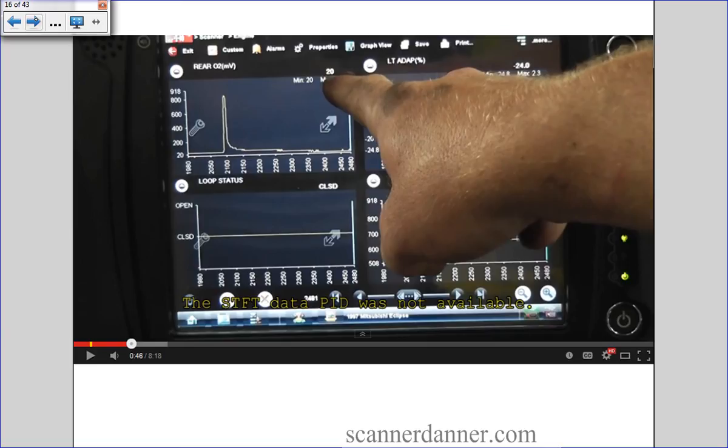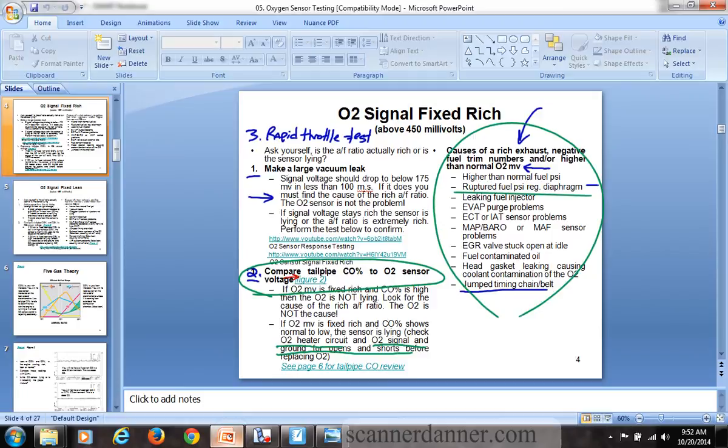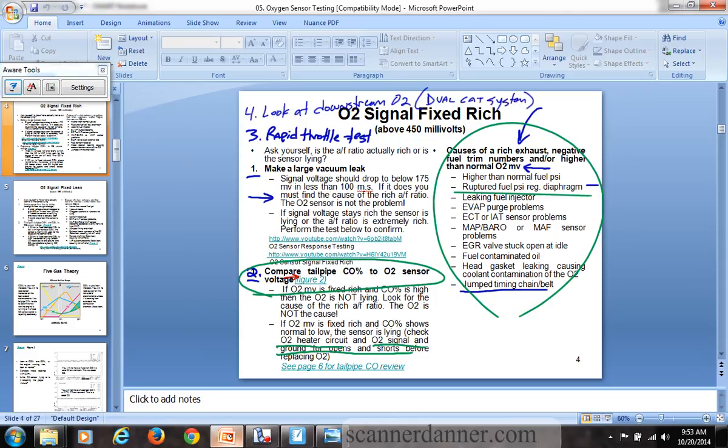We need to add a note in my book on this page. There's another one. We have 3. What's the 4th? Rapid throttle. So make a vacuum. They compare tailpipe CO. 3, rapid throttle. What's 4? Look at your downstream O2. On what kind of system? On a dual cat system, or on a single cat system that's one bank, 4-cylinder engine.